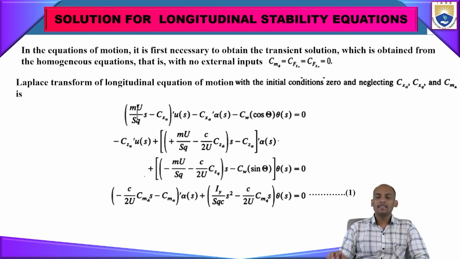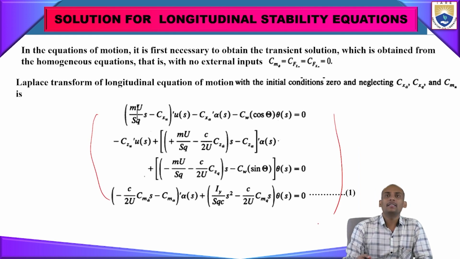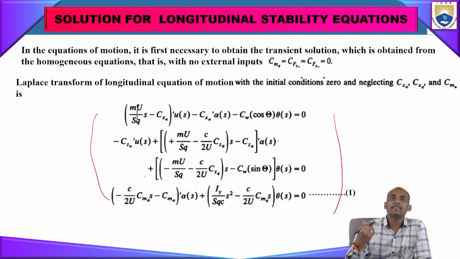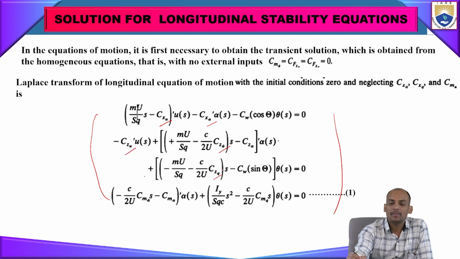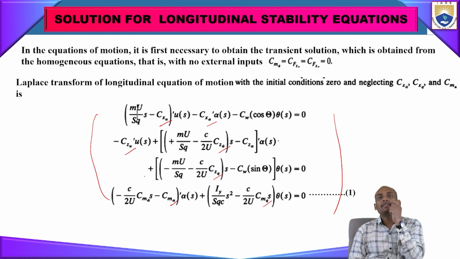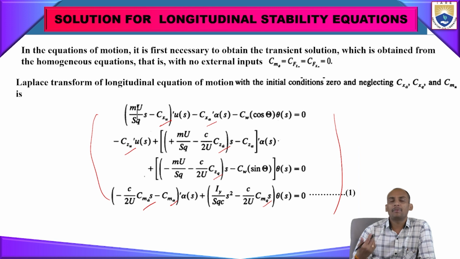See, this equation you have seen now. About this equation, we have already explained the stability derivatives. Here you can see CXU, CXA, CZA, CZU, CZQ, CMA and CMQ, and CM alpha also. For these stability derivatives, we have already given explanations in previous videos.